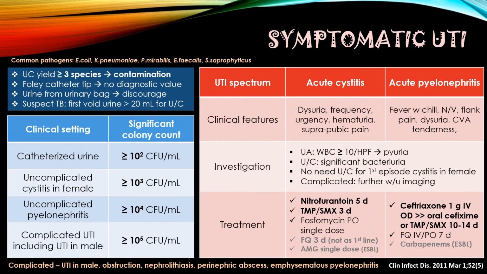Enterococcus faecalis is mostly colonizing urine many times, but sometimes it acts as a pathogen to cause disease. And this pathogen is not covered by ceftriaxone, so ampicillin is the first choice.